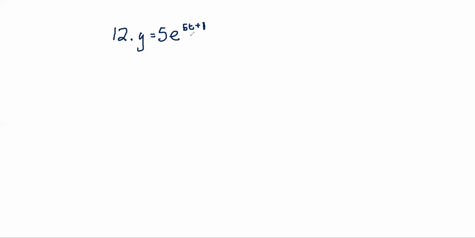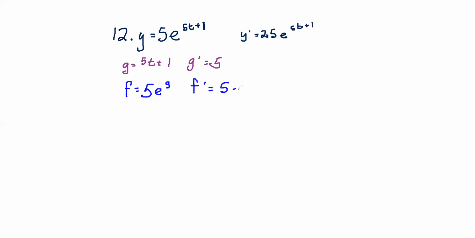All right, we have one vote that says that y prime is equal to 25e to the 5t plus 1, and that is exactly what I have. How do we get there? Well, we're going to start off and say that g is equal to 5t plus 1, g prime is equal to 5, f is equal to 5e to the g, f prime is equal to 5e to the g. So we're going to put it all together.